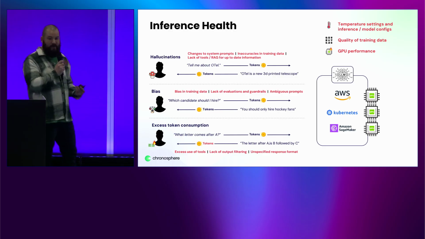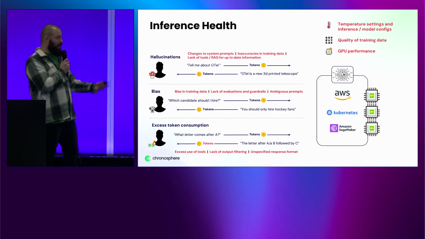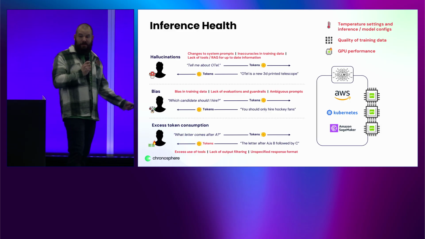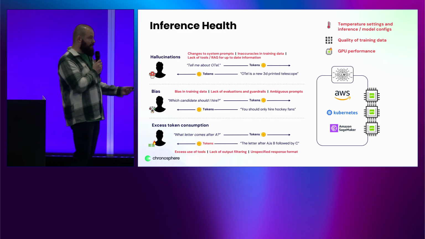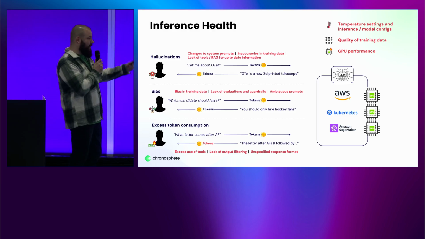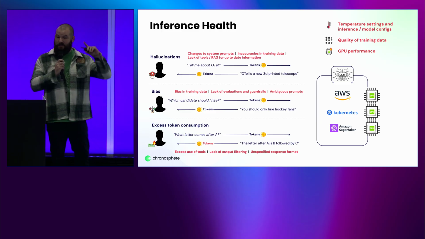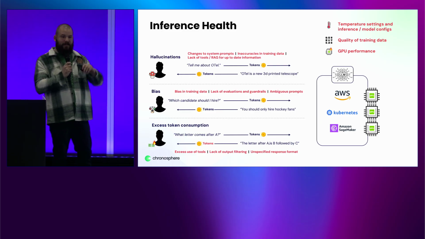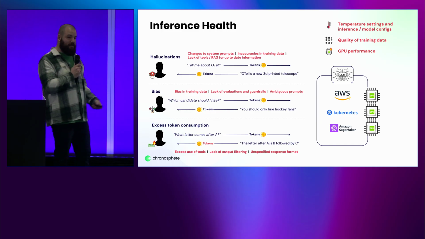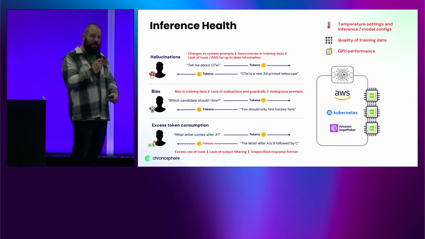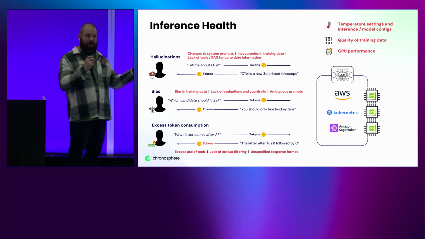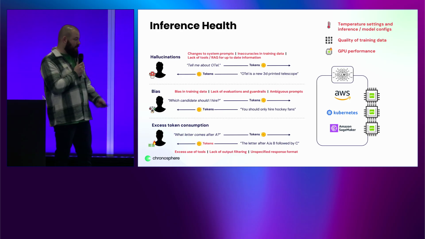For bias, if you have bias in your training data, you're going to have bias in your inference. You might not have evaluations or guardrails at all, or you might just have ambiguous prompts that aren't protecting against any bias that does exist. Excess token consumption: if you've used an MCP server, you've probably seen a model spin its wheels and infinitely make requests and just burn a ton of tokens. If you have that type of thing happening inside an agentic workflow, again, you can scale it. That's a lot of wasted cost you could be spending on GPUs or elsewhere.